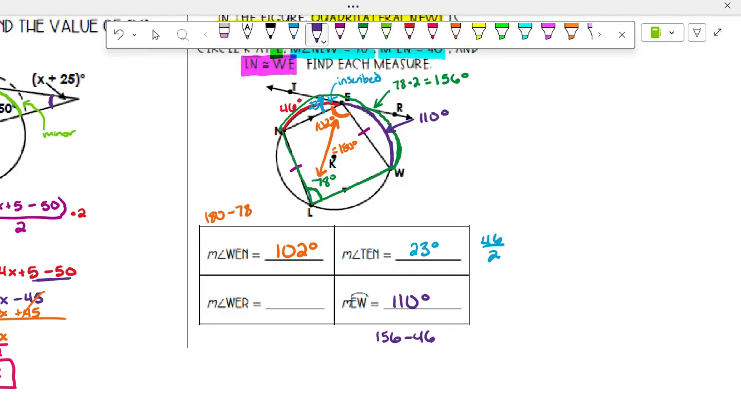And then that leads us to our last angle, which is WER. So what's WER? How do I find it? It's technically not vertical. It'd be half of what? It'll be half of 110 because it's another inscribed angle, but it's one formed by a tangent. So I'm going to do 110 divided by 2, which should be 55.